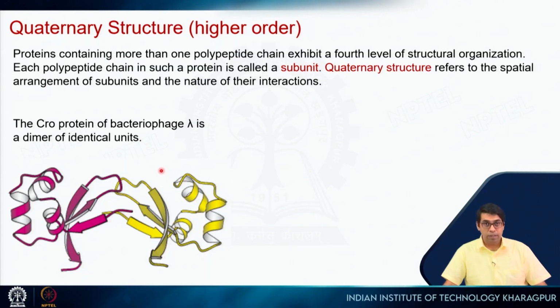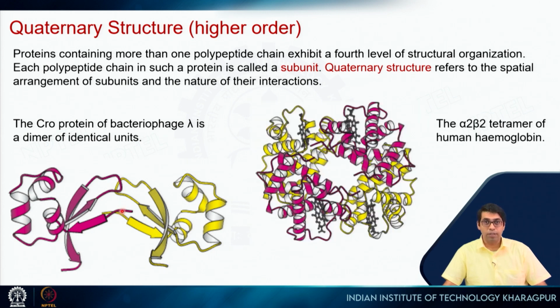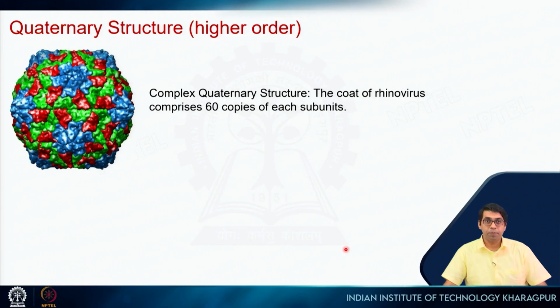Another example of a quaternary structure will be this. This is the Cro protein from the bacteriophage lambda. It is a virus and it forms a dimer. The same peptide chain interacts with itself to form a dimer. So, it is again a quaternary structure. We have already seen hemoglobin. In the case of hemoglobin, there are 2 types of polypeptide chains, the alpha and the beta. So, 2 alpha subunits and 2 beta subunits come together to form the tetramer called hemoglobin.